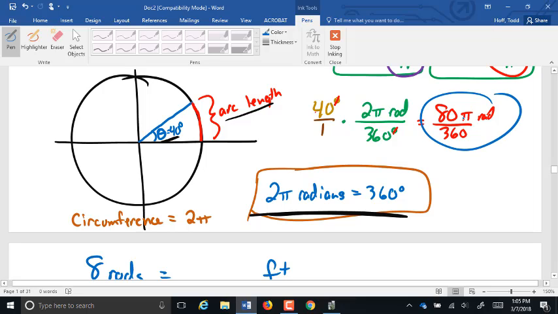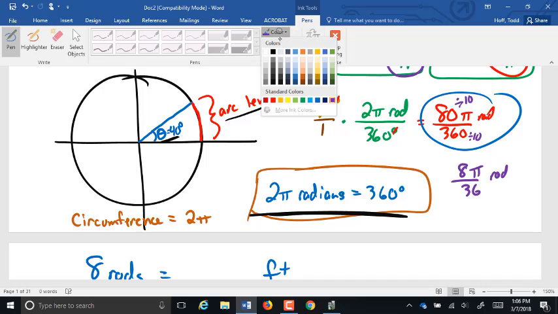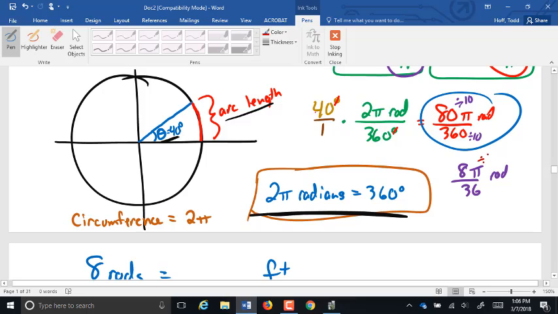Now to reduce it, I'm going to ignore the pi, and I'm just going to look at the 80 and 360. What can both 80 and 360 be divided by? 10 will work. That gives me 8 pi on top and 36 on bottom. Then I can divide by 4. 8 pi divided by 4 is 2 pi. 36 divided by 4 is 9 radians. So that is 2 pi over 9 radians, or 2/9 pi radians. Make sense?